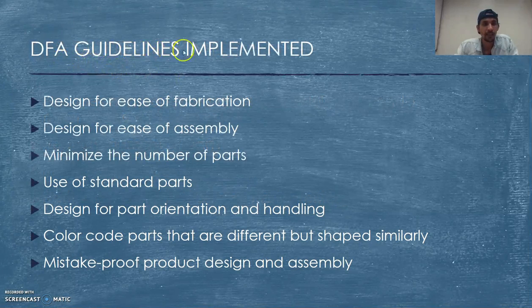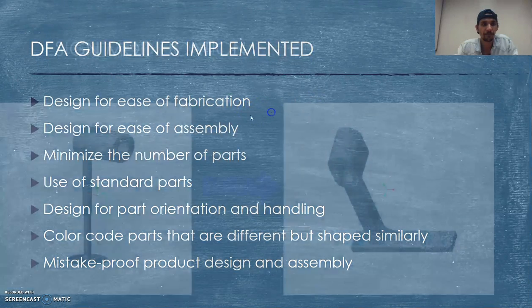The basic DFA guidelines implemented in this project are: design for ease of fabrication, design for ease of assembly, minimize the number of parts, use standard parts, design for part orientation and handling, color code parts that are different but shaped similarly, and mistake-proof product design and assembly.